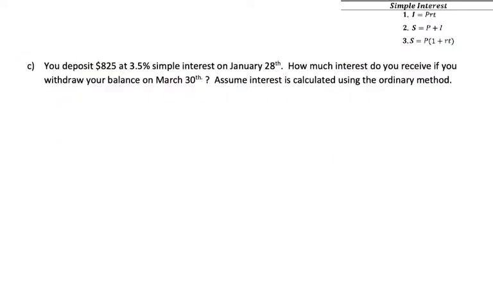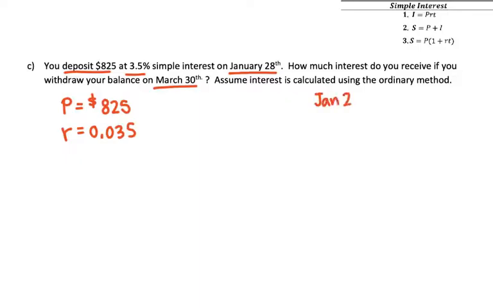Okay, let's look at this question. You deposit $825, that's the starting amount. Okay, they give us the interest rate. Rate is 3.5%, so 0.035. Now this is interesting. They give us dates. January 28th is when you put it in, and you take it out on March 30th. So whenever you see dates, we're going to have to use the Julian calendar to figure out exactly how many days that money was in the bank.